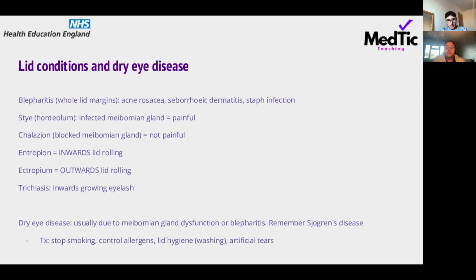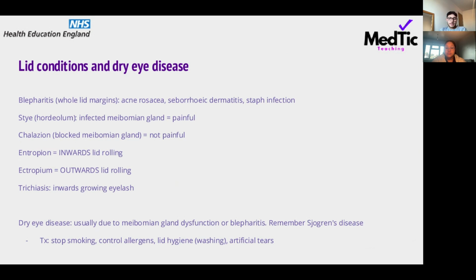Ectropion is the outward rolling of the eyelids, and trichiasis is where the eyelashes, rather than growing outwards, grow inwards. So they again are touching the cornea and the conjunctiva, so that can lead to issues. So you have to remove the eyelashes in those situations.